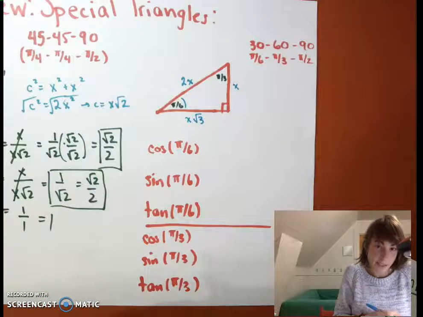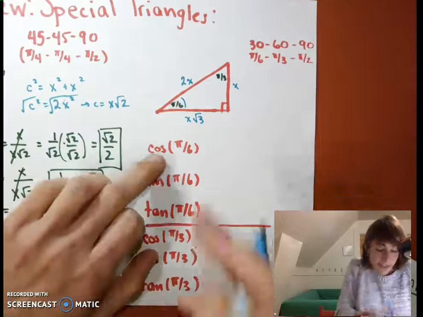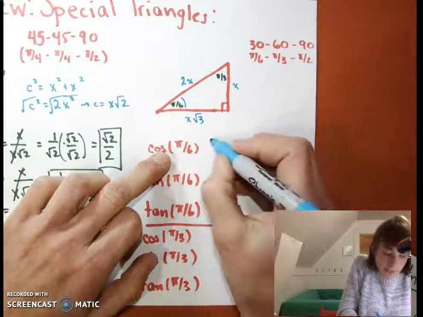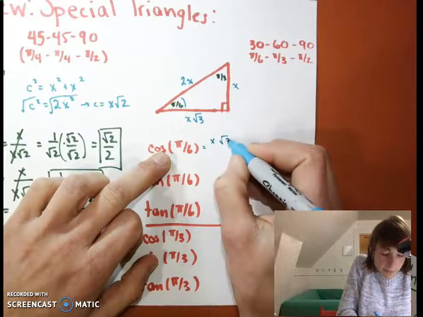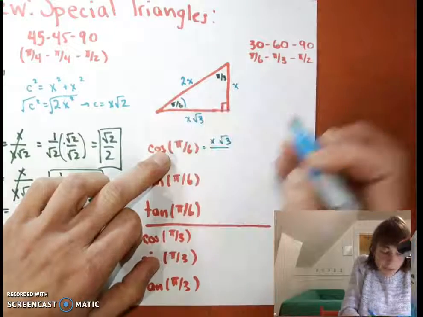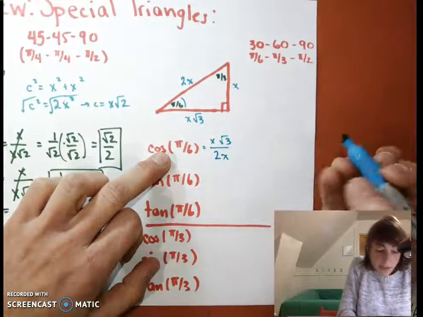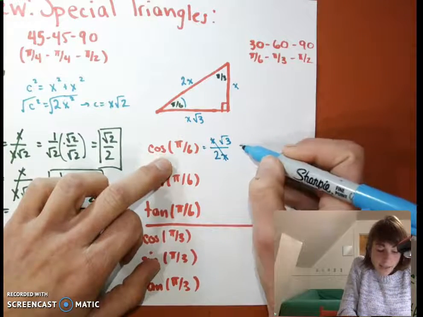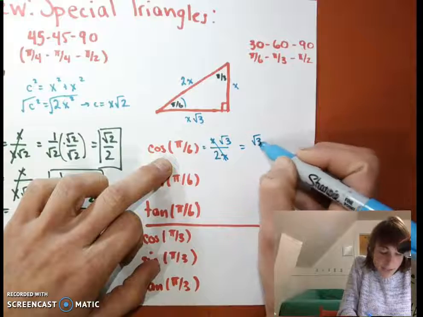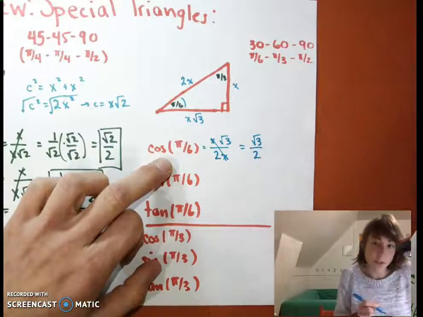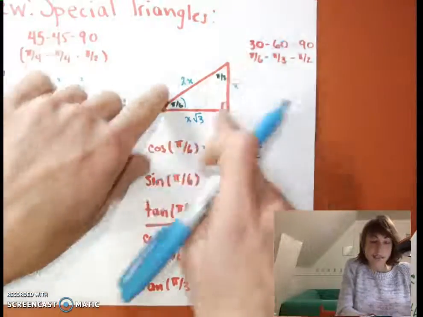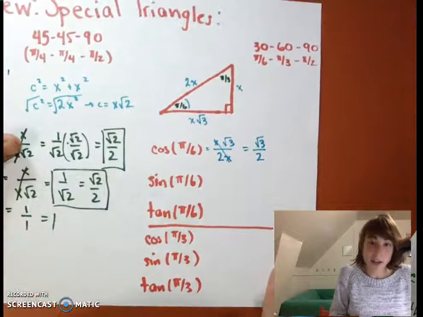Well, the cosine of pi over 6 is going to be the adjacent side divided by the hypotenuse. So again, notice that the x's cancel, so cosine of pi over 6 is going to be root 3 over 2, no matter what the side lengths of our 30-60-90 triangle are.